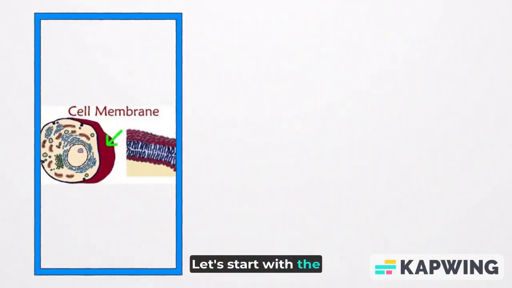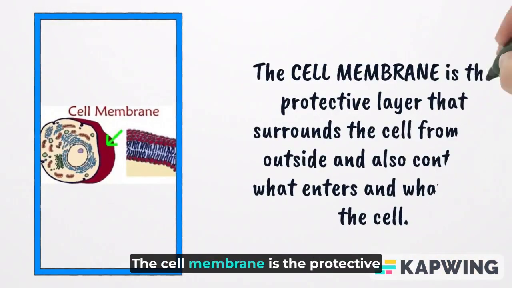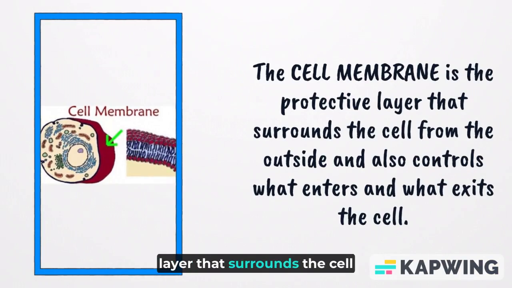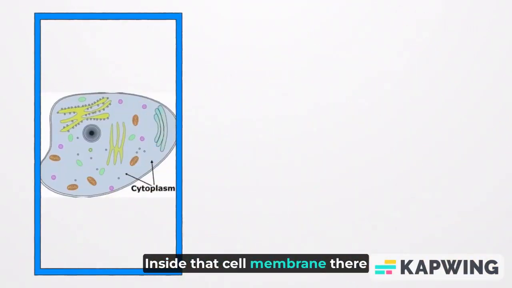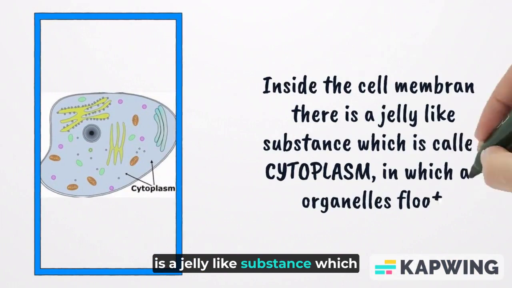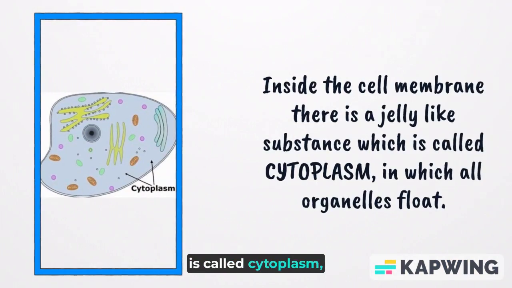Let's start with the cell membrane. The cell membrane is the protective layer that surrounds the cell from the outside and also controls what enters and exits the cell. Inside that cell membrane, there is a jelly-like substance which is called cytoplasm, in which all organelles of the cell float.